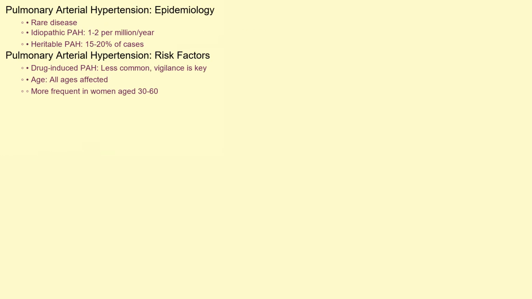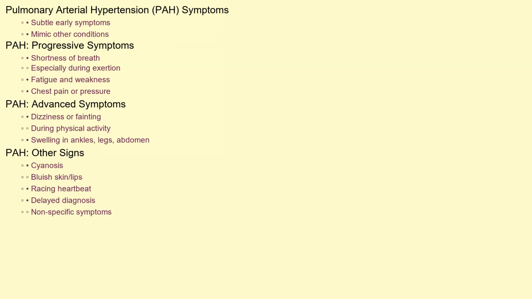Pulmonary arterial hypertension is considered a rare disease. Idiopathic PAH affects an estimated 1 to 2 people per million each year. Heritable PAH accounts for about 15–20% of all PAH cases. Drug-induced PAH is even less common, but its occurrence highlights the importance of medication vigilance. PAH can affect people of all ages, but it's more frequently diagnosed in women between the ages of 30 and 60. The symptoms of PAH can be subtle at first, often mimicking other conditions.